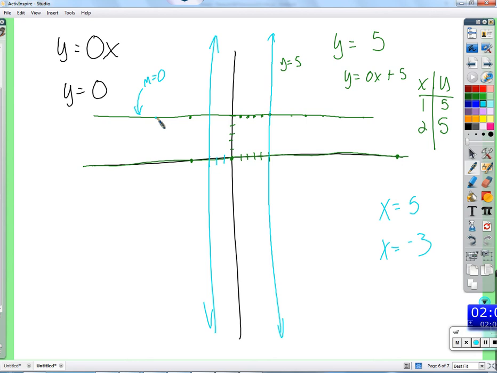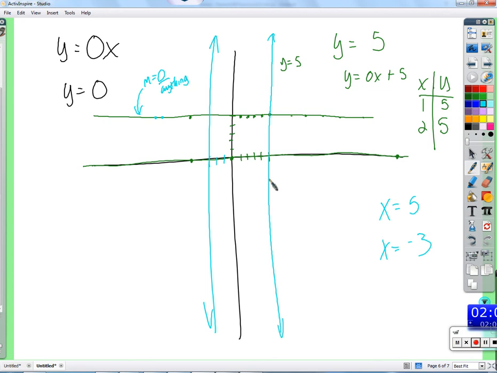Because let's say we start here and we try to get over there. Well, we're going to go rise of zero. Zero over what? Well, it doesn't matter. Zero over 5, zero over 2, zero over 12, zero over anything. It's zero. And then the other one's undefined. Yes. Undefined. Remember the video from Mr. Parsons' class?